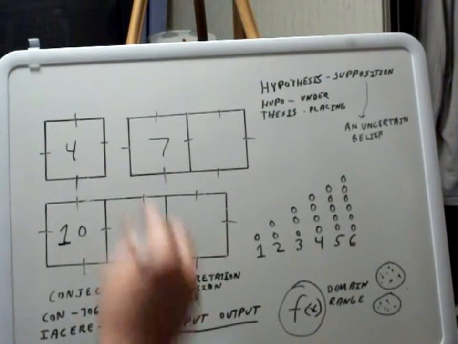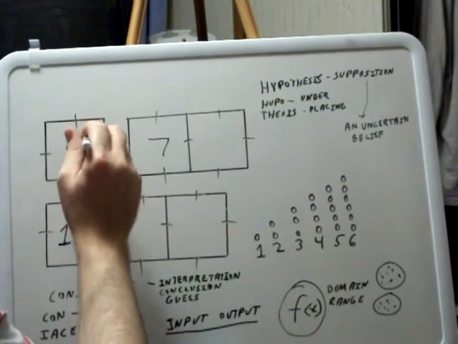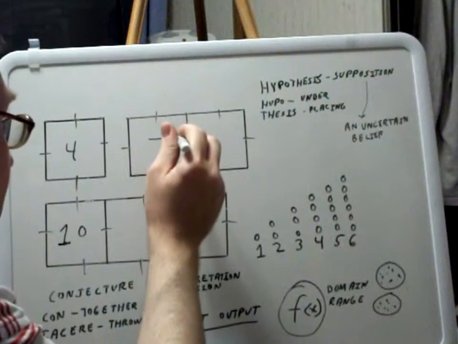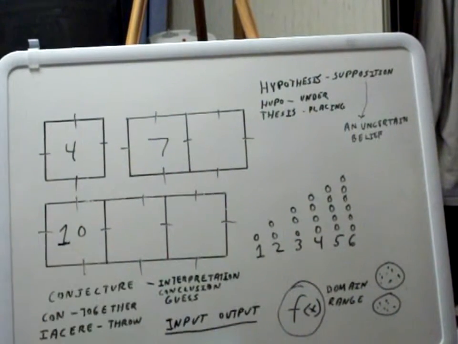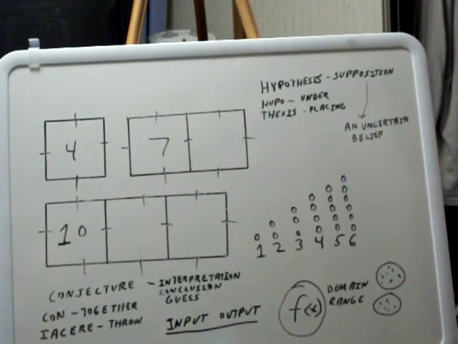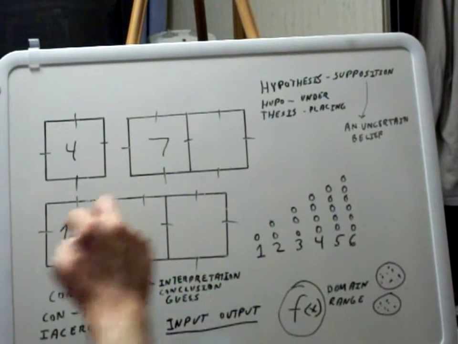Why do we believe this? Because if you add the number 3 to the number 4, you get 7. You add the number 3 to the number 7, you get 10. So there would be no reason to doubt at this point that if you add the number 3 to 10, it'll be 13.